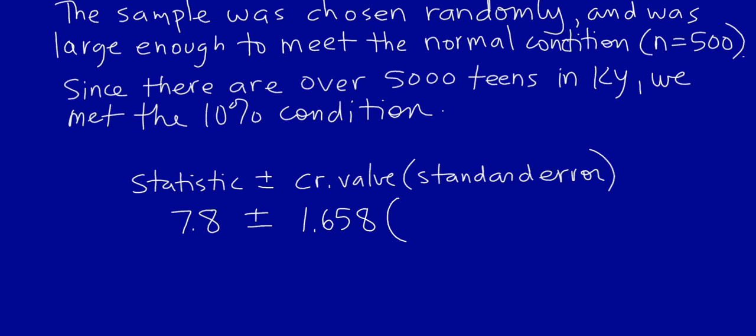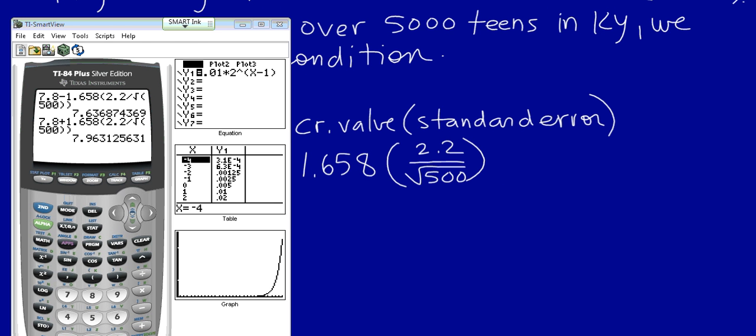Standard error. Okay, a standard error is the adjusted standard deviation, in this case with a sample size of 500. So the standard deviation of my sample was 2.2 over the square root of 500. All right, so I encourage you to pause and work out these numbers for practice. I'm going to pause for the sake of time and work them out and be right back. Okay, so here you can see what I input in my calculator, 7.8 plus and minus 1.658 times 2.2 over the square root of 500.